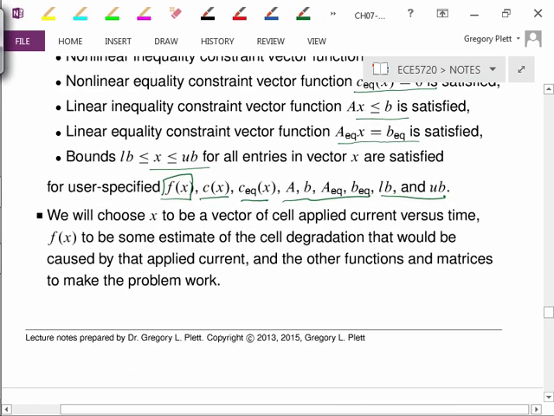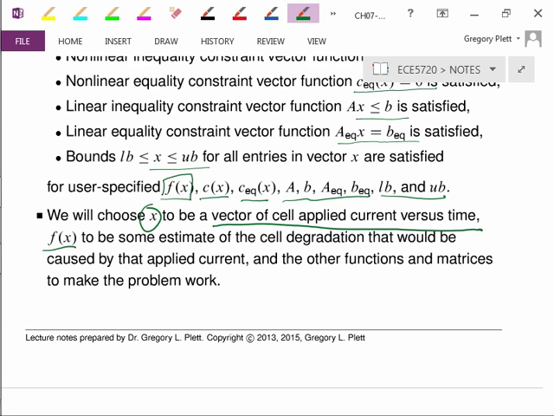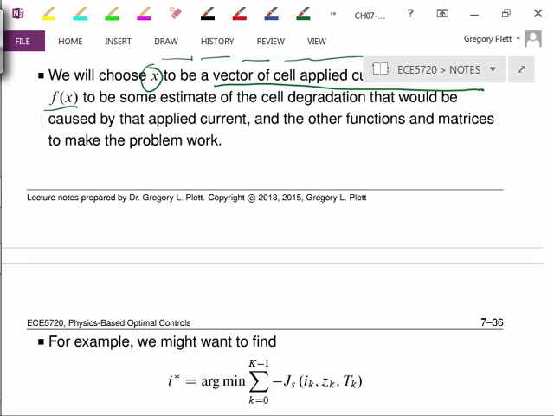We are going to choose, as I've mentioned already, x to be a vector of cell current versus time. F of x is some estimate of the cell degradation that is caused by that particular vector of current versus time. And the other functions and matrices are chosen to make the problem work. I'm not going to leave it there. We're actually going to go through all of the details to show how to set up these matrices. So let's see how to do that.